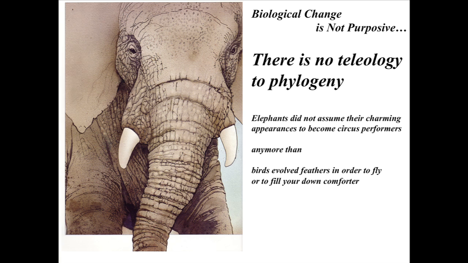Therefore, biological change is not purposive. You didn't think about your variation. You can't. And you can't change it by your thoughts. Nothing can. This is profound. Because there is no teleology to phylogeny. Wow. What did he just say? I guarantee you if you say that at a dinner party, people will move away. But there is no teleology to phylogeny. Biological change cannot possibly be purposive.